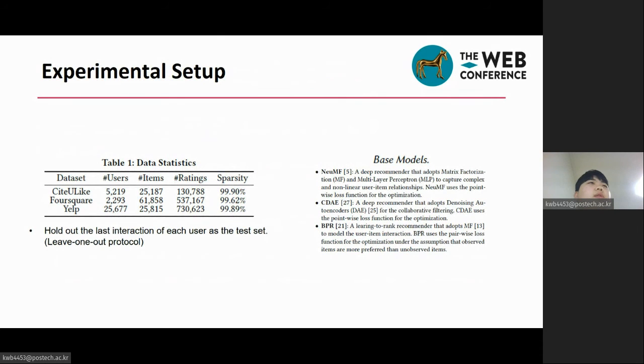We use three public datasets, which are Scite2Like, Foursquare, and Yelp. And since knowledge distillation is a model agnostic framework, we adopt three widely used recommender system models, which are NeuralMF, collaborative denoising autoencoders, and BPR.